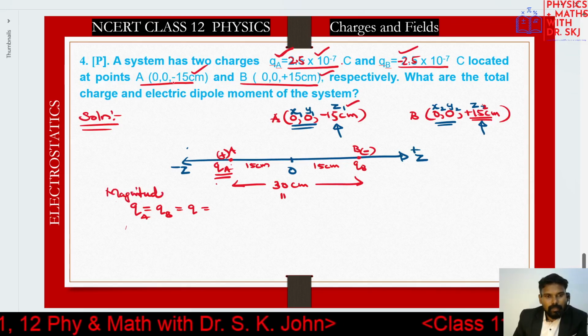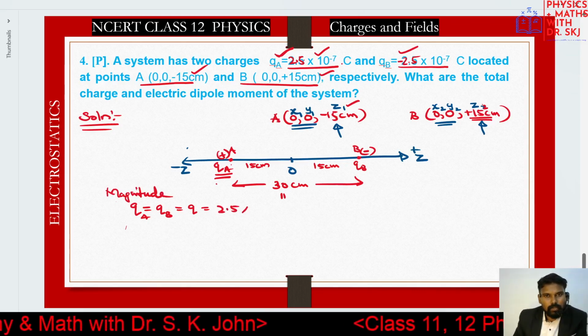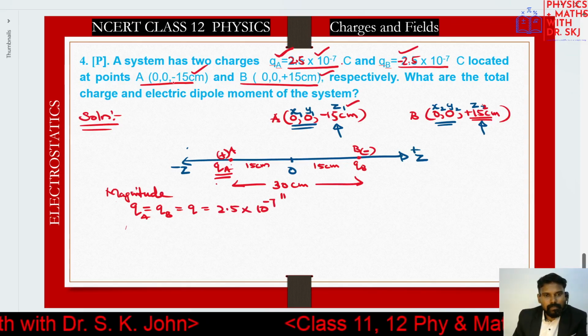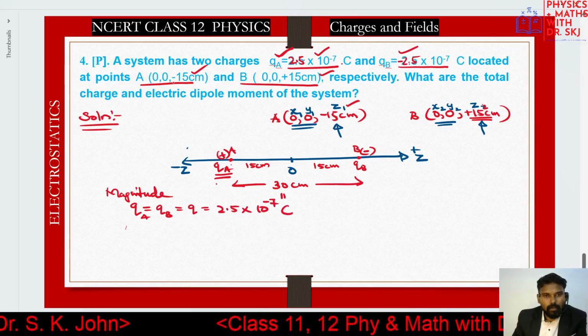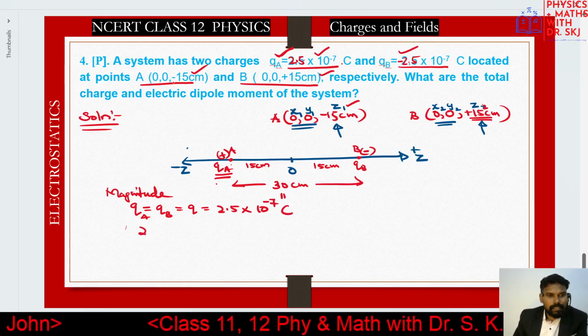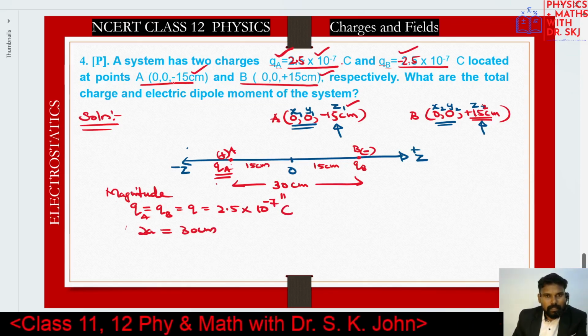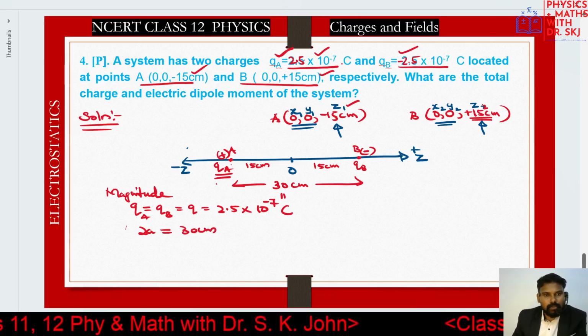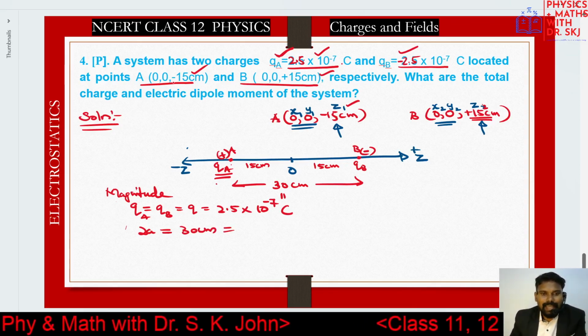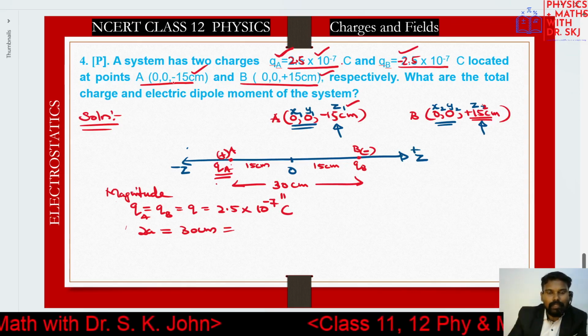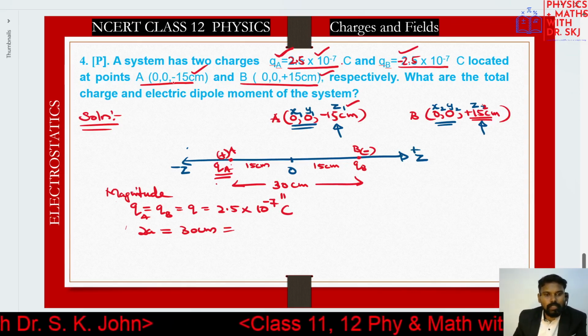Magnitude of the charges. What is the magnitude? 2.5 into 10 raised to minus 7 coulomb. Then what is the distance between the two charges, or the length of the dipole? It is 30 centimeter. You can convert it into the SI unit, because the charge is in the SI unit. So you have to convert the distance also into the SI unit.